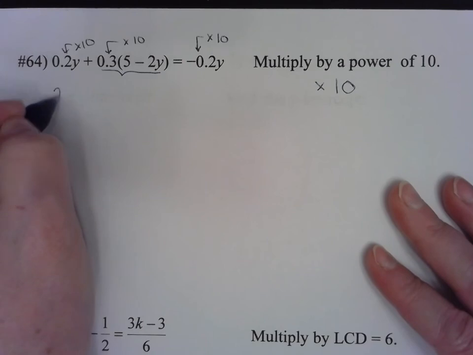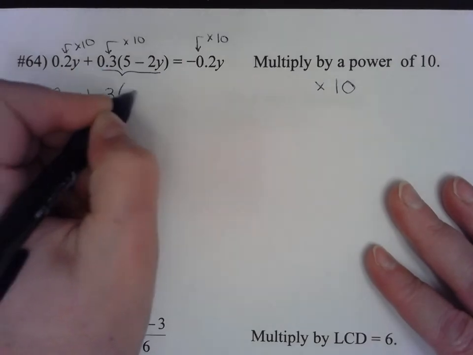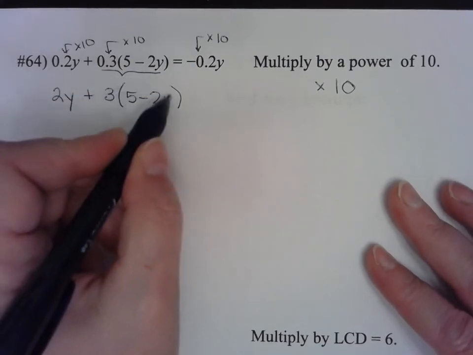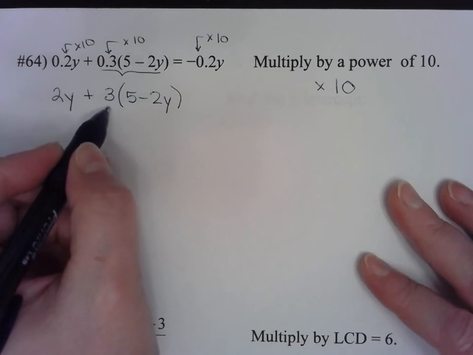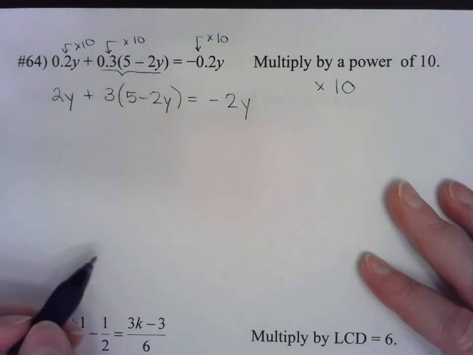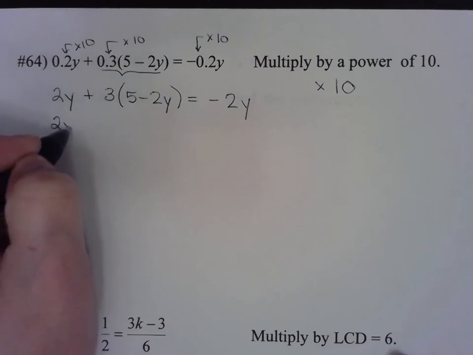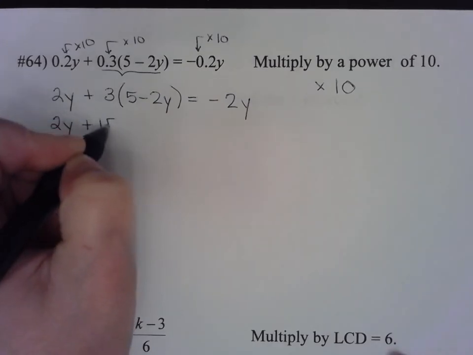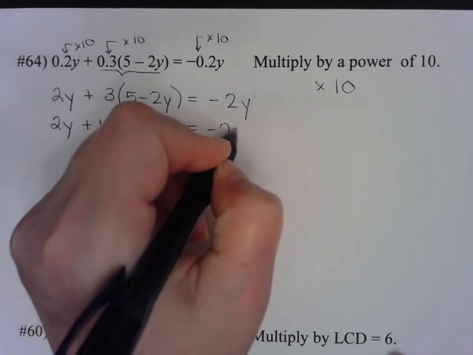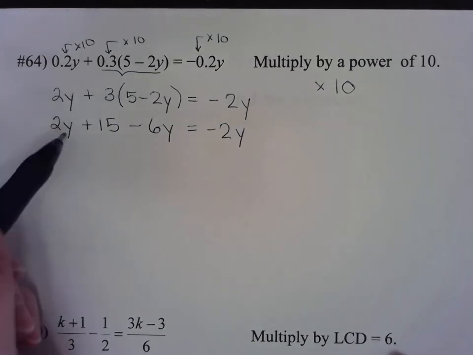So that's going to make this 2y. That's going to make this 3 times 5 minus 2y. Since this is all multiplied together, we only had to do the 3 out front. And on the right-hand side, this will become negative 2y. So now the decimals are gone, and I can work it out. Maybe that's a little easier to look at, or maybe you like the decimals, and that's totally fine. You could just work with the decimals. You're welcome to use a calculator, so whatever your preference is, I just wanted to show you this method.